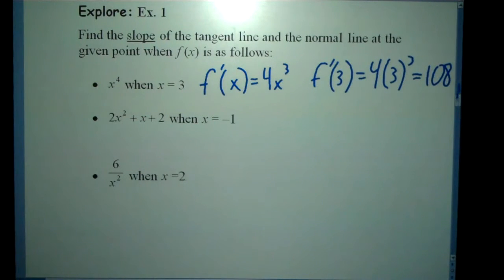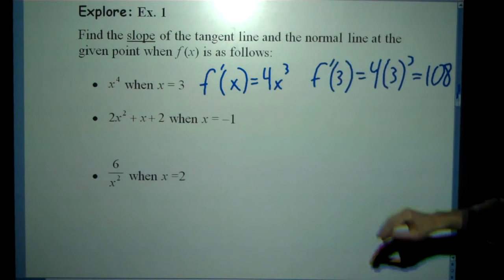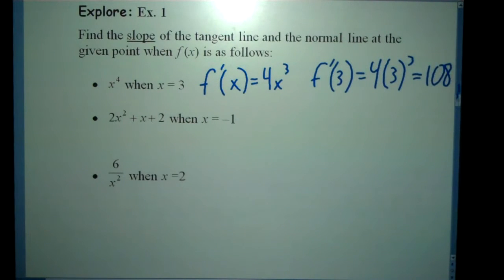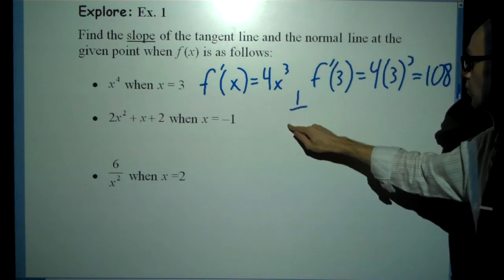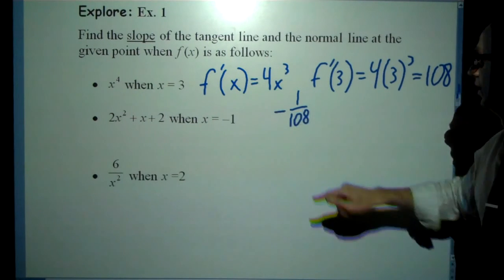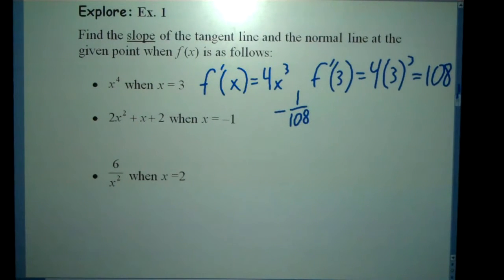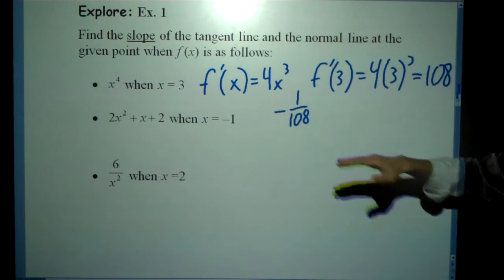We now want to know the slope of the normal line, and that's going to be the opposite reciprocal of that. So it's going to be 1 over 108. That would be the reciprocal, and then negative. So our perpendicular slope is negative 1 over 108. Extremely steep slope here, extremely gradual slope there.